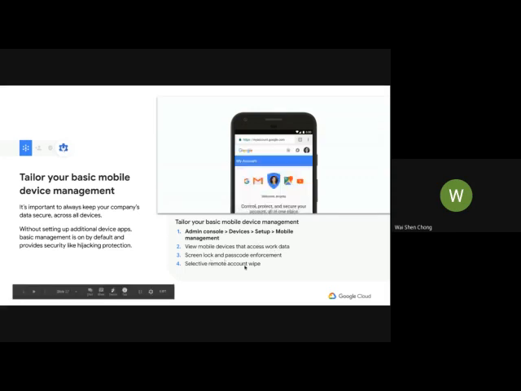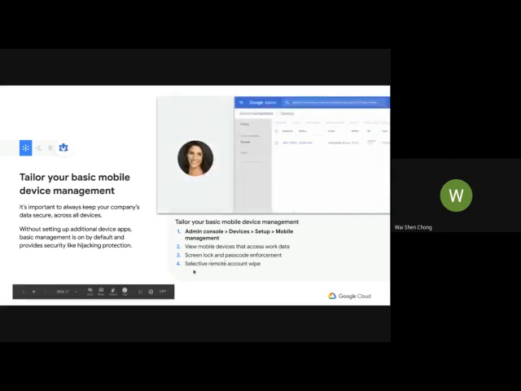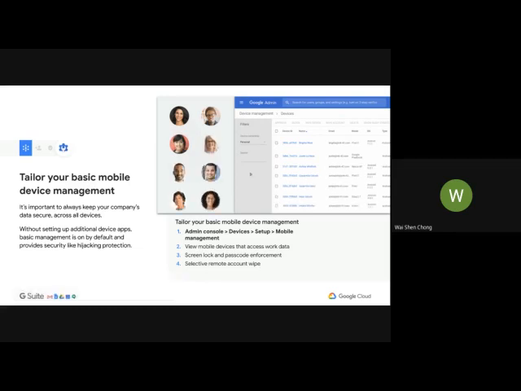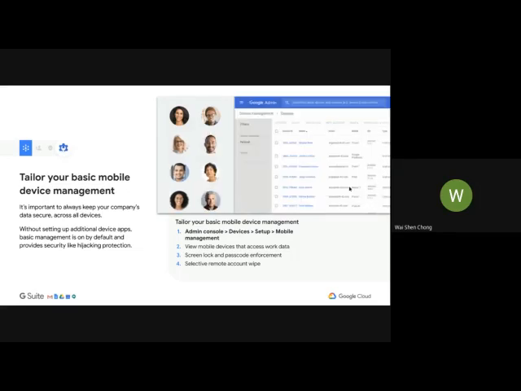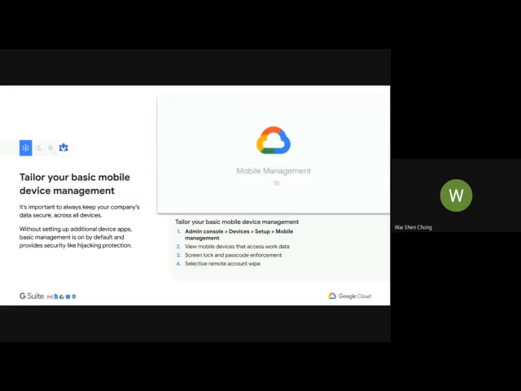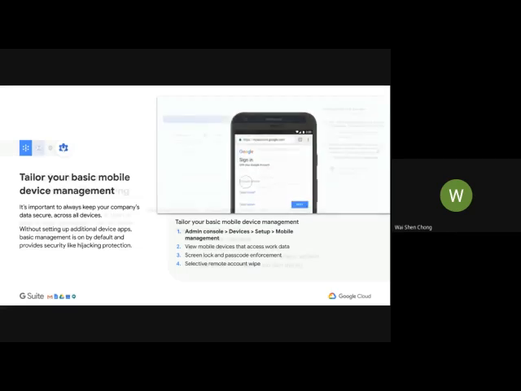You can do screen lock and passcode enforcement, and selective remote account wipe, meaning that if you need to wipe the data for a person who has resigned from the company, or who has lost their phone or laptop somewhere when they are out. So these will be the important things that you can do with endpoint management.